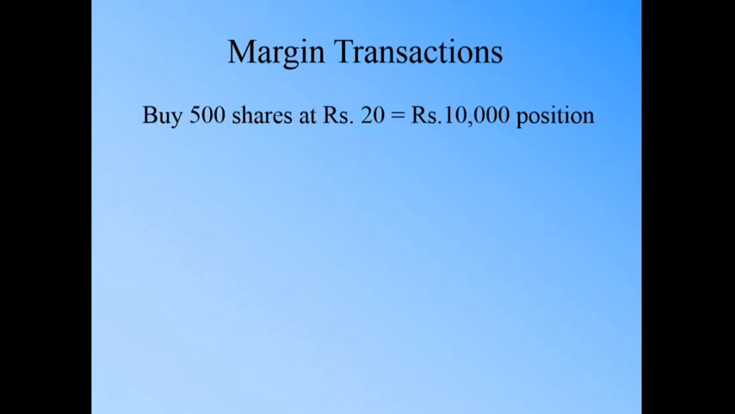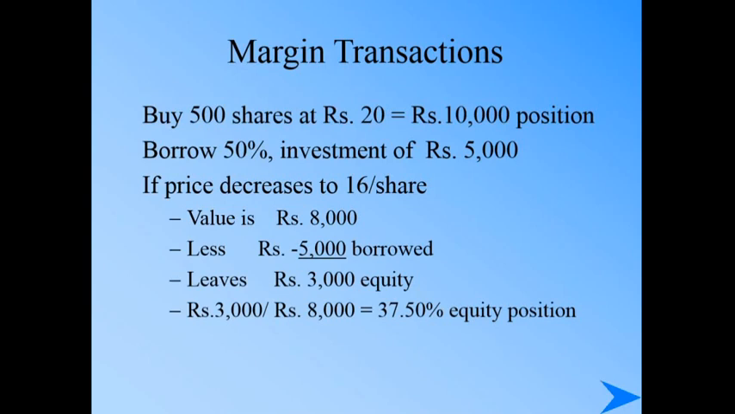Now take the second example. Let's say you purchase the same 500 shares at a price of 20, so the value is 10,000, your margin is 50% and 50% is borrowing. But suppose the price dropped to 16, so the current worth of the shares will be 500 into 16, equal to 8,000. Out of this, 5,000 is your borrowing, so your current equity is 3,000.